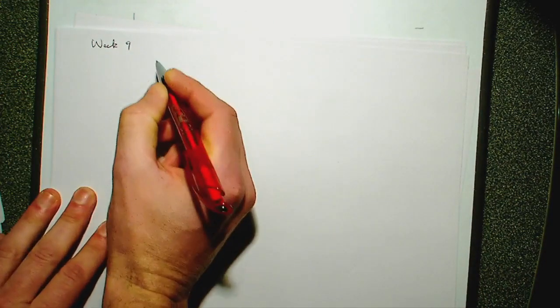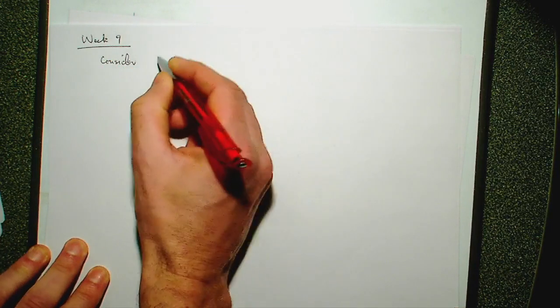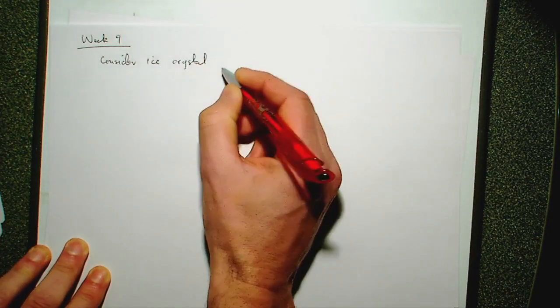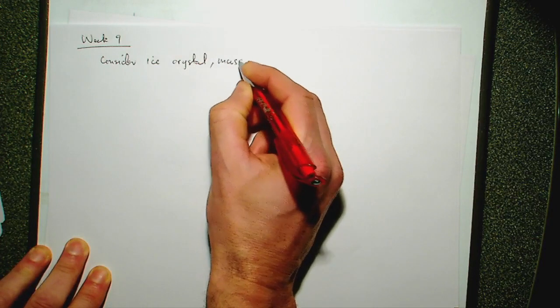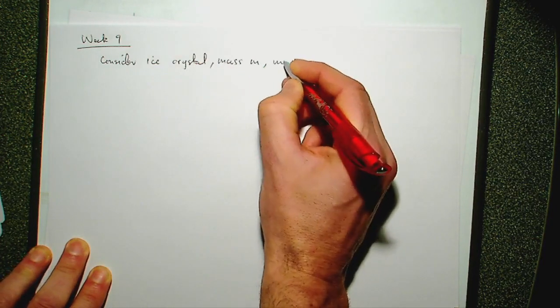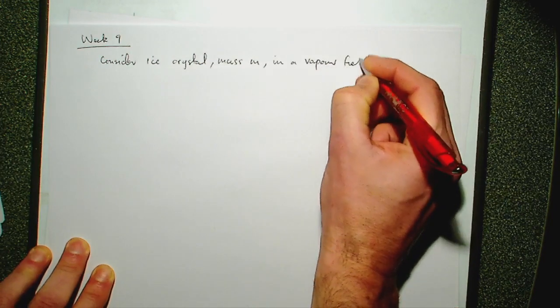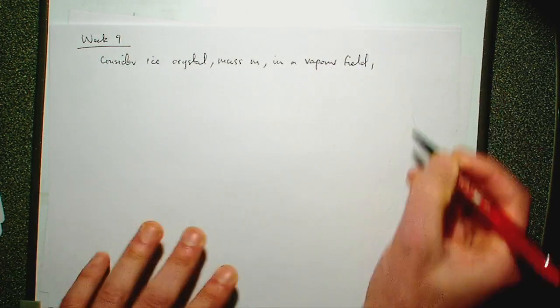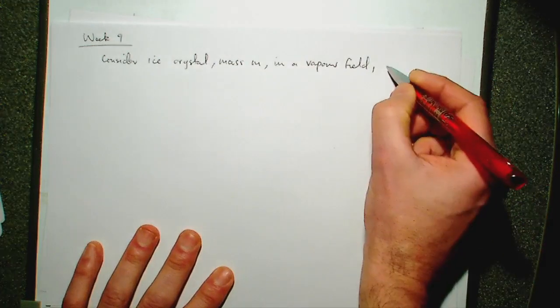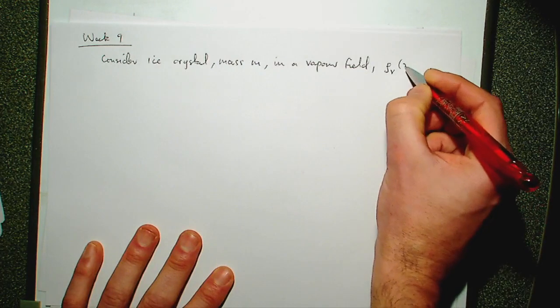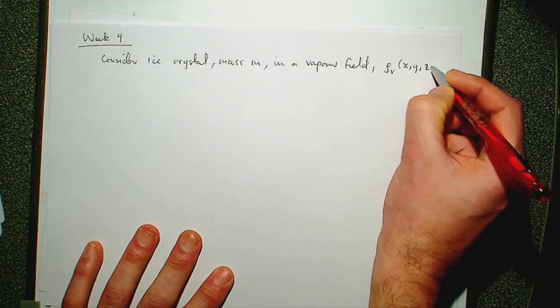Week nine. So we're going to consider an ice crystal, mass M, in a vapor field, a water vapor field. And the vapor field is described by rho subscript V, which depends on X, Y, and Z. It's a 3D vapor field.